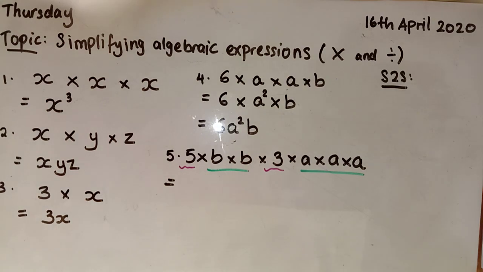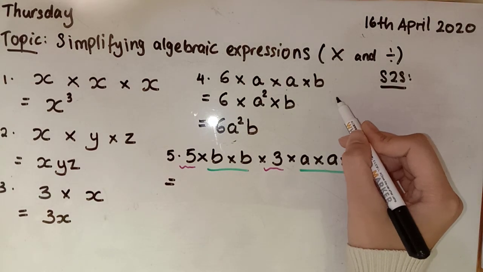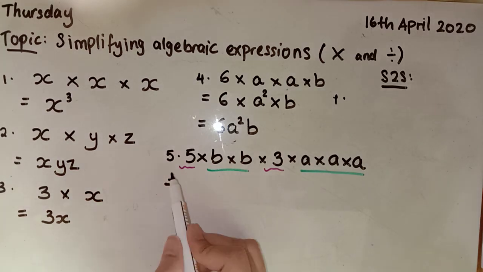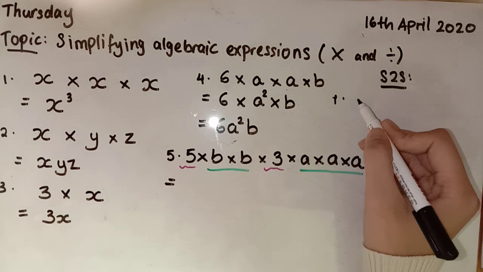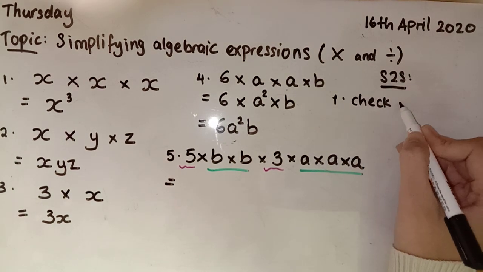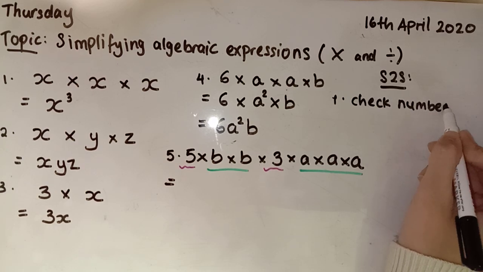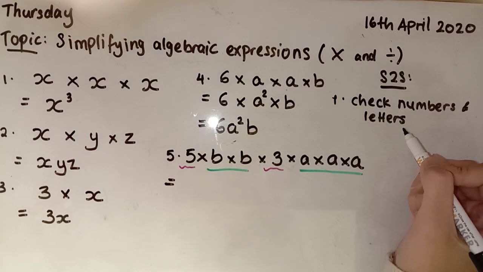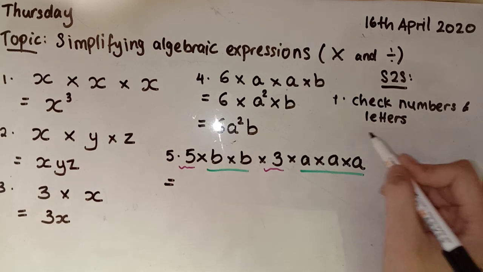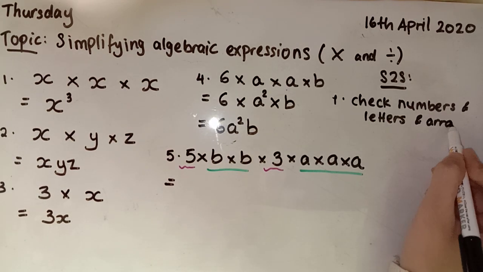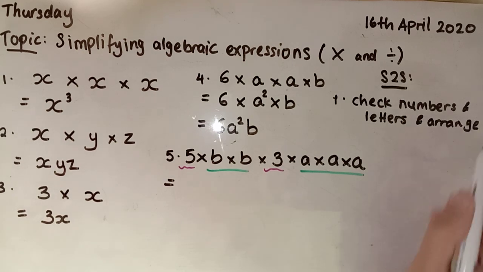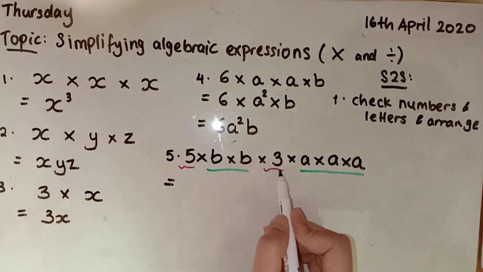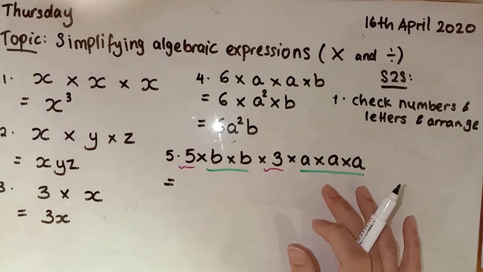Okay. So what are we doing? Step 1. Step 1 is we arrange. We check first. Check the numbers and letters. And then we arrange them. Arrange means to sort. Here they are apart. 5 is here, the 3 is far away. So let's arrange them together. So numbers with numbers. Letters with letters.